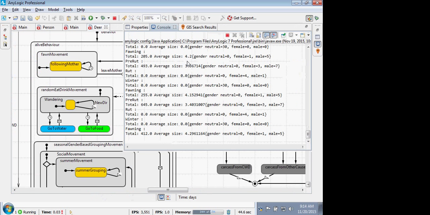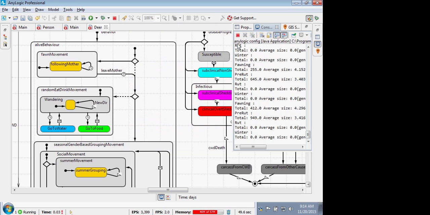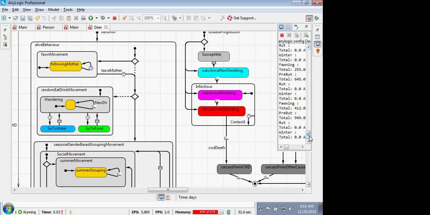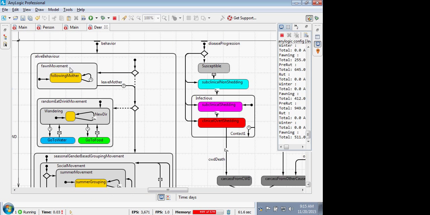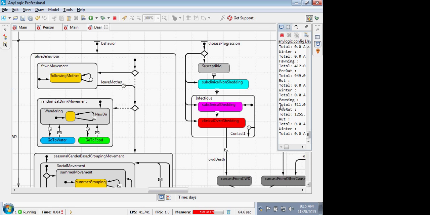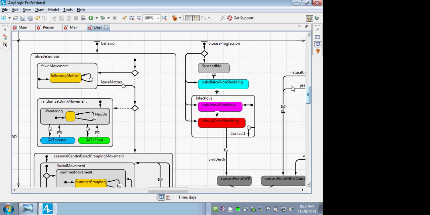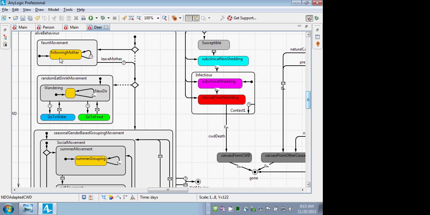But here we have deer behavior, and you can see there's a certain type of characteristics of all live deer here. I'll stop this from running. And then there's some behavior associated with deer of different capacities. So there's movement associated with fawns, random movement associated with eating and drinking, seasonal gender-based grouping, with movement of different sorts during different seasons, during which behavior, particularly for males, can be profoundly different, and for females as well.